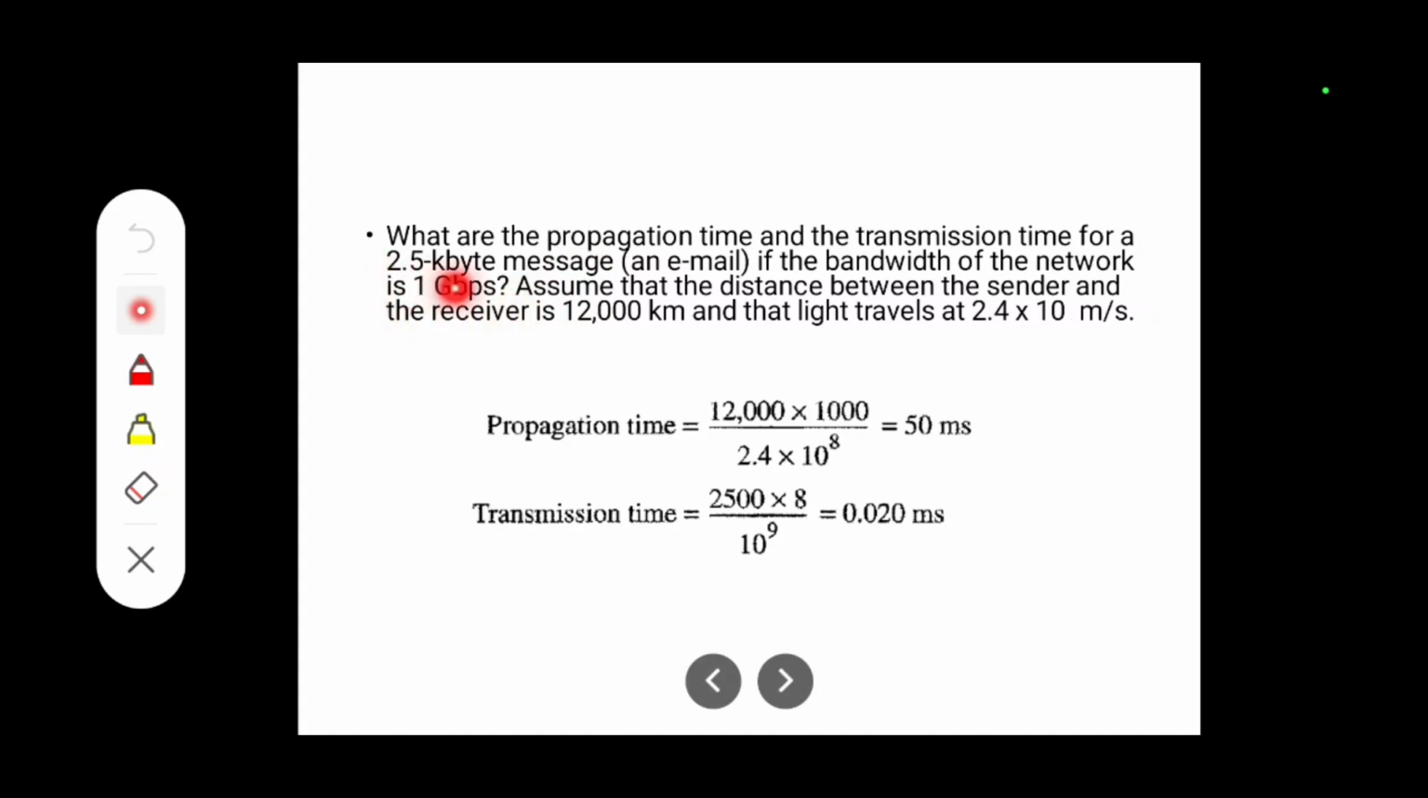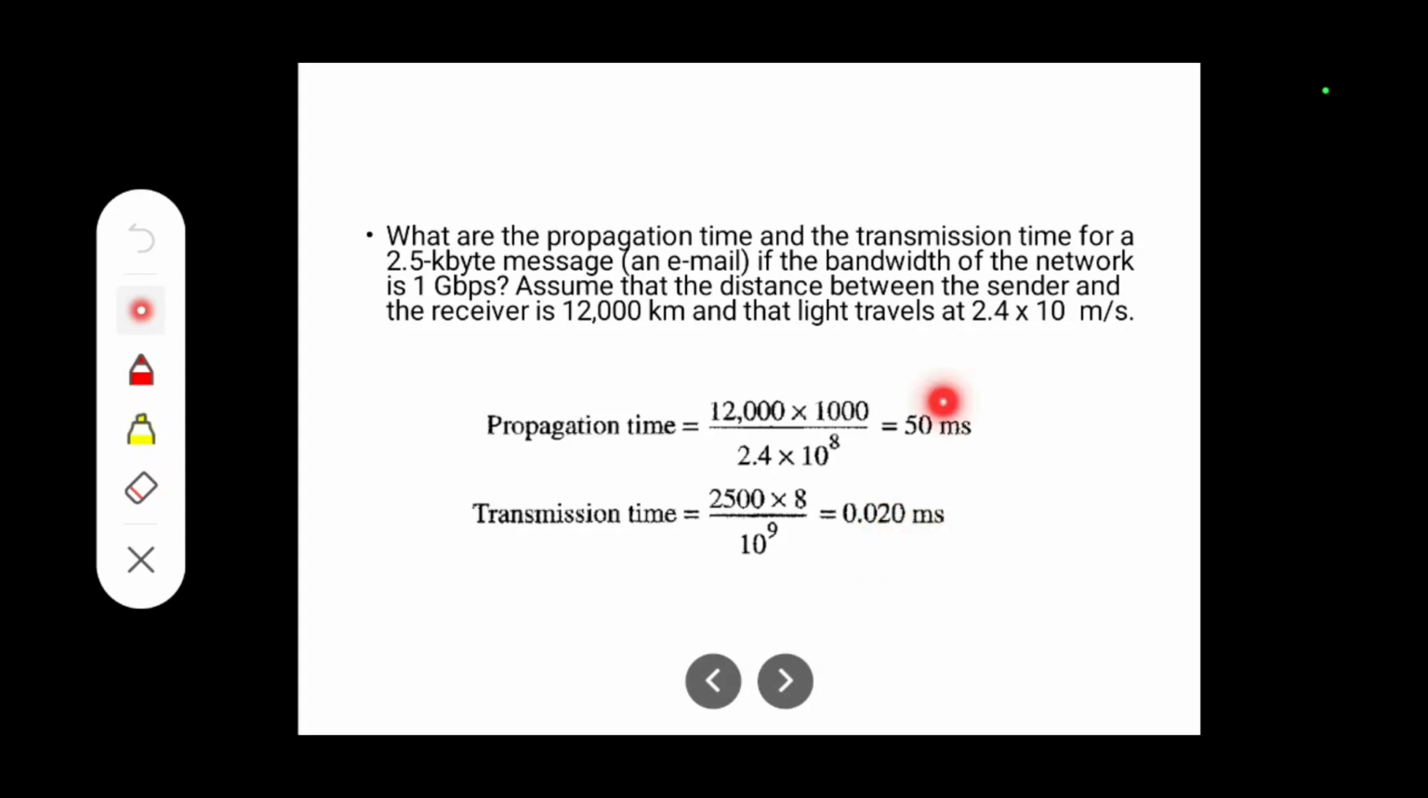Here the message size is given in kilobytes, so we have to convert it into bits. First we convert it into bytes, so 2500 bytes, and multiplying by 8 converts it into bits. So this is 2500 x 8 bits. Clear? Here 1 Gbps is also converted into bits per second, so 10^9 bits per second. So the transmission time is actually 0.020 milliseconds.